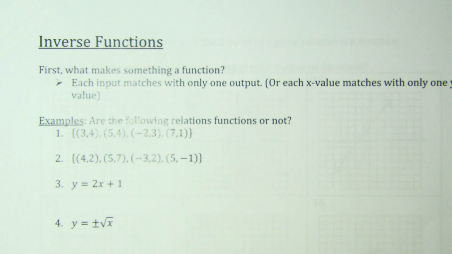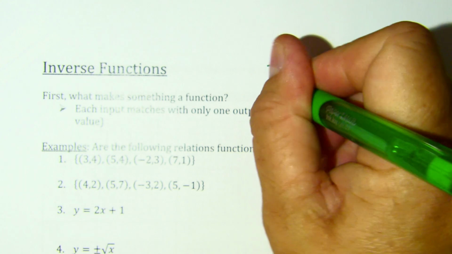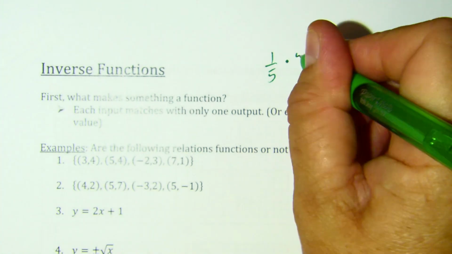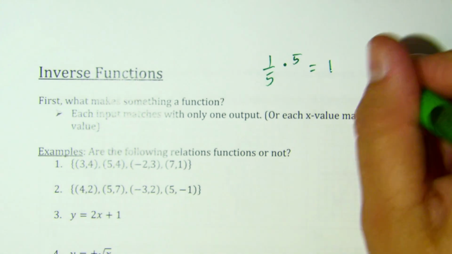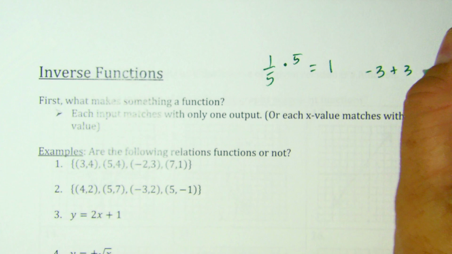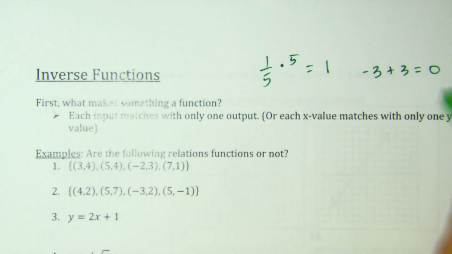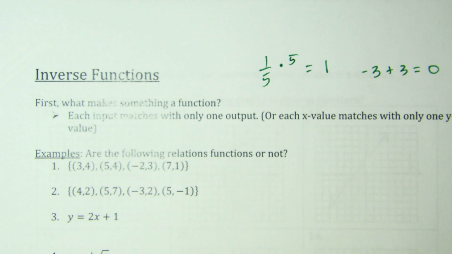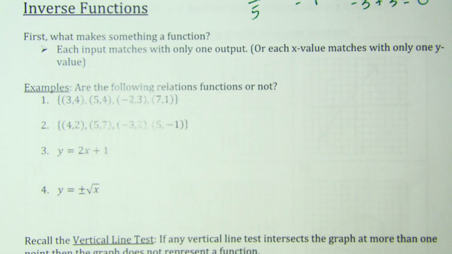And inverse functions, we've been working with inverses and you've seen it before in math. Typically we refer to multiplicative inverses. So for example, if I have 1/5, the multiplicative inverse of that is 5, because when you multiply those, you get 1. Or additive inverses, where we have, let's say, negative 3 plus 3 equals 0. Those are additive inverses. So multiplicative inverse, additive inverse. We're going to be looking at inverses of functions now. And this is where the domain and range switch.